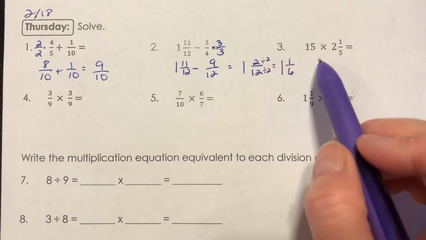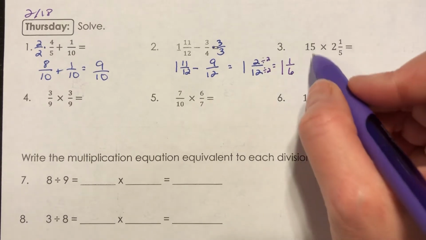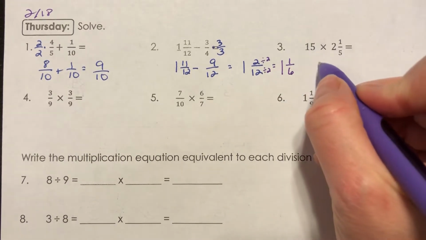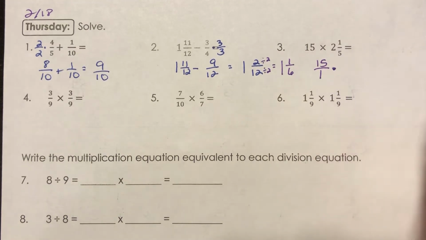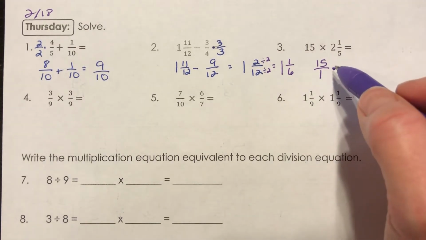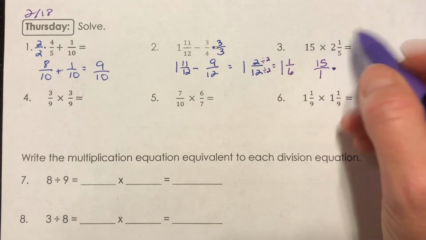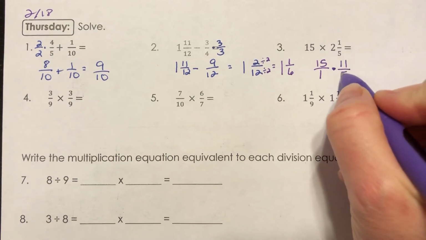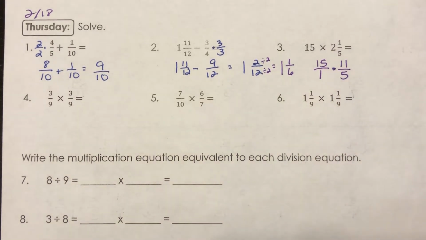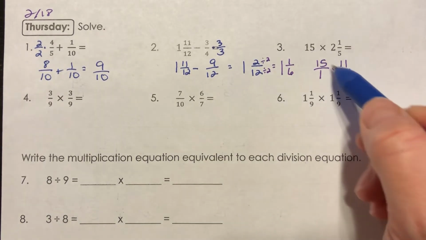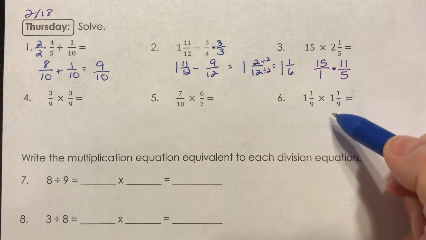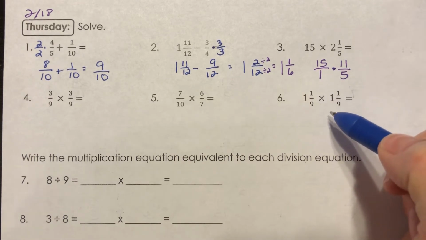All right, now we're into some multiplication here. And first off, I see a whole number there, so I'm going to rewrite it with a 1 underneath it. And for mixed numbers, remember, we need to change those to improper when we're multiplying. 5 times 2 is 10, plus 1 is 11/5. Now, you could be thinking, I don't want to do 15 times 11. Well, you don't have to, because 15 and 5 are diagonal from one another, and you can cross-simplify that.